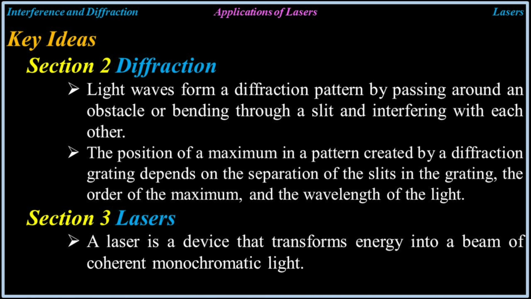Section 2, Diffraction. Light waves form a diffraction pattern by passing around an obstacle or bending through a slit and interfering with each other. The position of a maximum in a pattern created by a diffraction grating depends on the separation of the slits in the grating, the order of the maximum, and the wavelength of the light. Section 3, Lasers. A laser is a device that transforms energy into a beam of coherent monochromatic light.